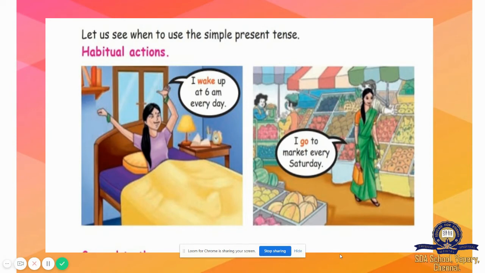In the next sentence, my father goes to office by car. So in this sentence, where does the simple present tense lie? Yes, very good. Goes is the present tense. Very good, children.